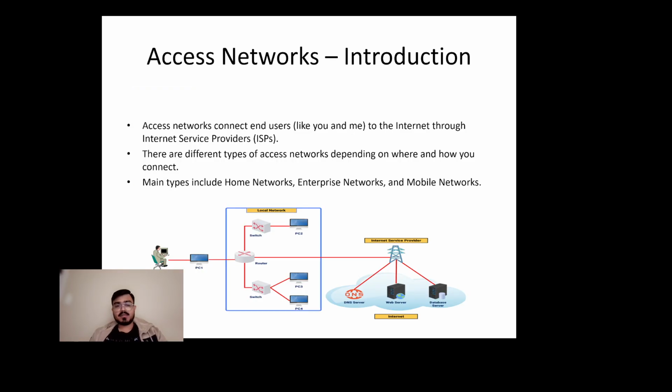So let's see the access network introduction. Next we have access networks. These are the networks that connect users like you and me to the internet through an ISP, Internet Service Provider. Access networks are what make it possible for you to go online at home, at school, or on your phone. There are three main types. First one, home networks. Second one, enterprise networks, and third one, mobile networks. You can see here in the diagram.